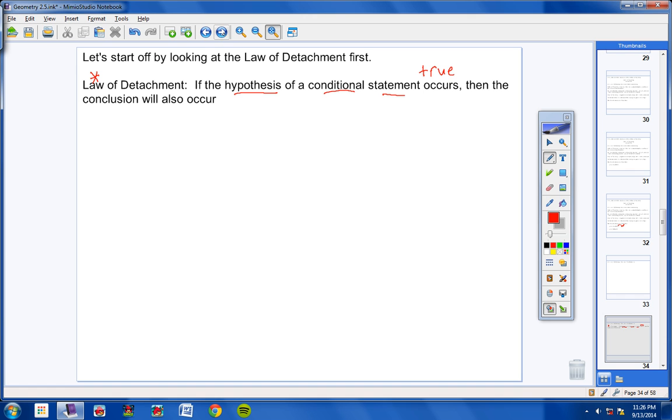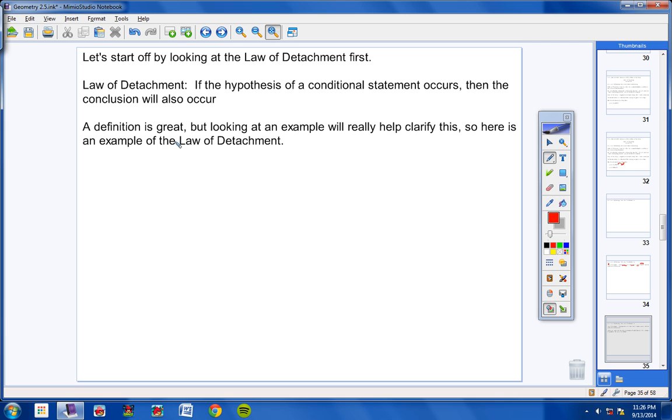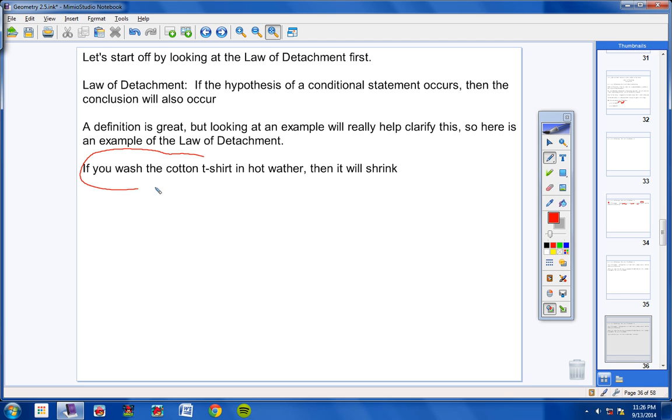Please write that down. Now, I know it doesn't mean a whole lot to you yet, but let me explain what that means. A definition is great, but looking at an example will really help clarify this. So here's an example of the law of detachment. Copy this down. If you wash the cotton t-shirt in hot water, then it will shrink. I'll pause just a second while you copy this down.